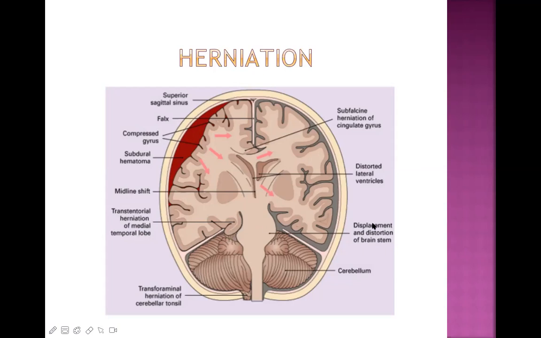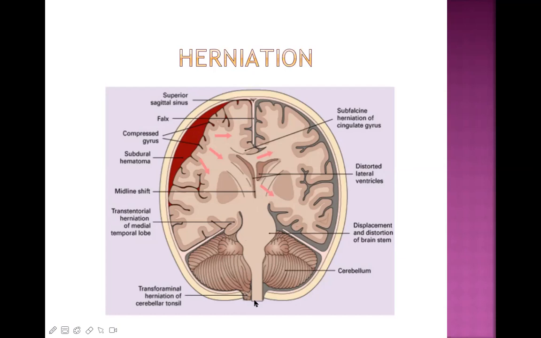Okay, this is displacement and distortion of the brain stem itself. This is called central herniation. Central herniation, and this is the cerebellum. This is called the tonsil of the cerebellum. It can also herniate downward. This is called tonsillar herniation. Tonsillar herniation, also known as transforaminal herniation, because this is the foramen magnum. So tonsillar herniation or transforaminal herniation.